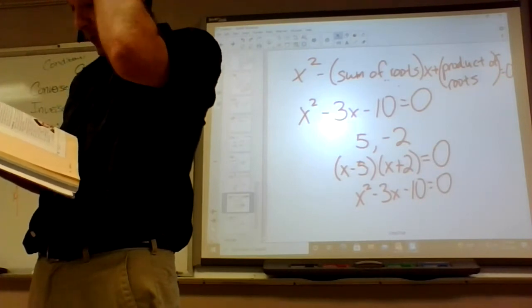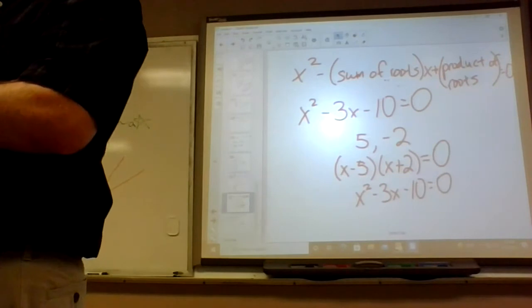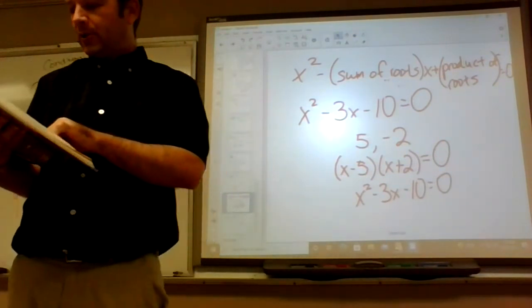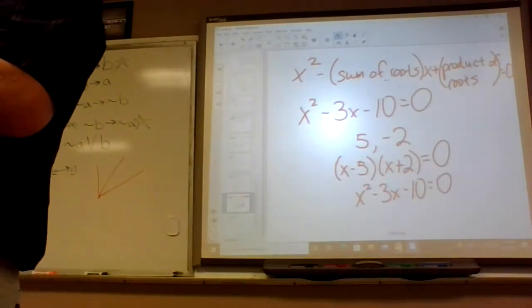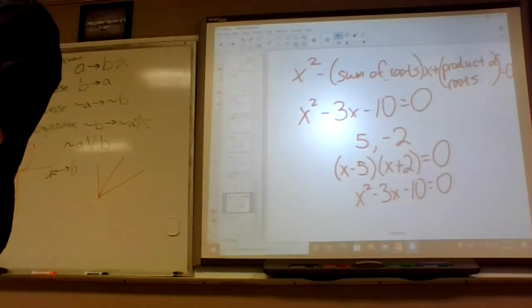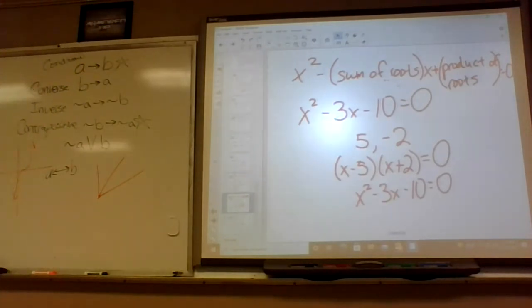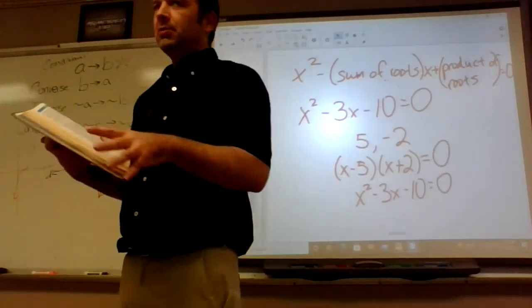Number 7. P of x is a polynomial with rational coefficients, and b is rational, but square root of b is not. If square root of b is a root of the equation p of x equals 0, then negative square root of b is also a root. Is that true or false?